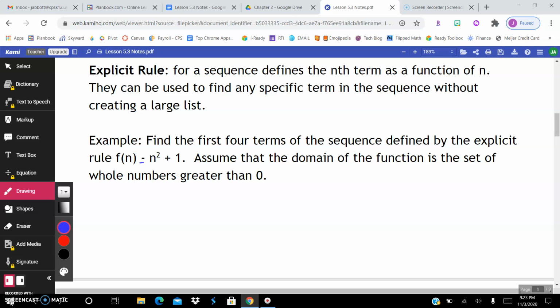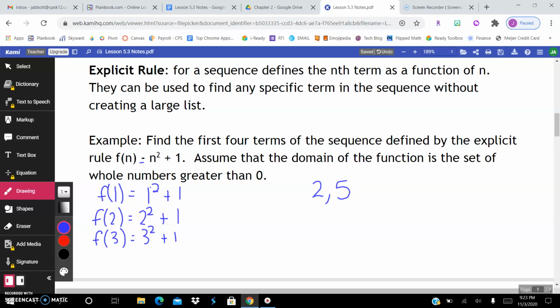So to find the first term, we're going to find f of 1. So we are going to put in 1 for n. So we have 1 squared plus 1. 1 squared is 1, plus 1 is 2. So the first term would be 2. And then we have to plug in 2. So 2 squared is 4, plus 1 is 5. And then we have to plug in 3. 3 squared is 9, plus 1 is 10.